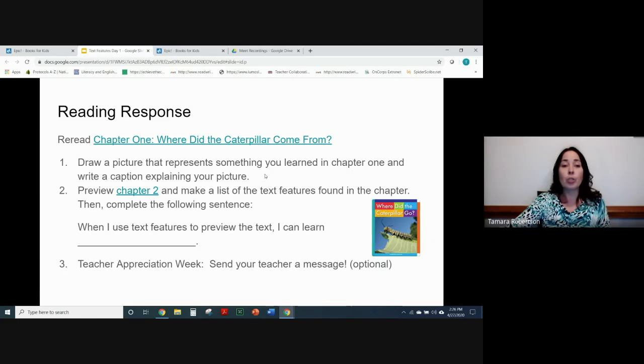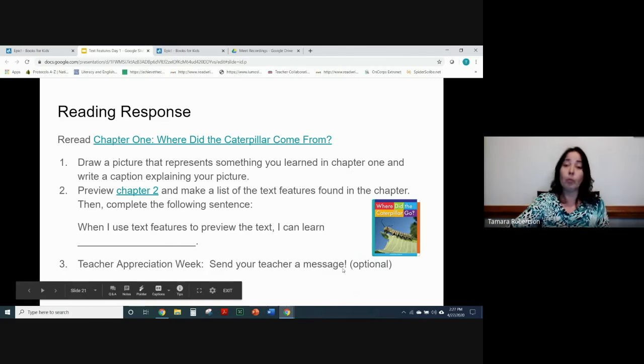For number 2, you are going to need to identify the text features in chapter 2, and you're going to use them to preview the text, just like I modeled for you in chapter 1. After you make a list of the text features you found in chapter 2, you are going to finish this sentence. You're going to write, when I use text features to preview the text, I can learn blank. What can you learn by previewing the text? That's what I want you to write on this sentence.